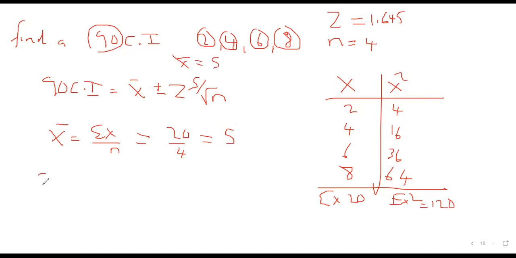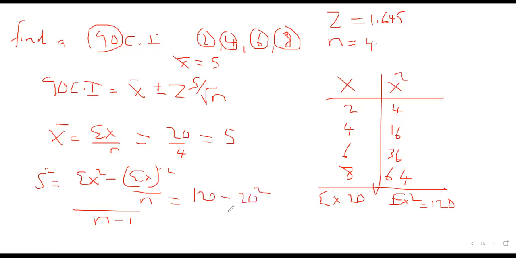What else do we need to find? The variance or standard deviation. Firstly, what is the formula for the variance? Summation of x squared minus summation of x to the power 2 over n, everything over n minus 1. Remember, I taught you this. So here we're going to have 120 minus 20 squared over 4, everything divided by 4 minus 1. Our n is 4, sorry.